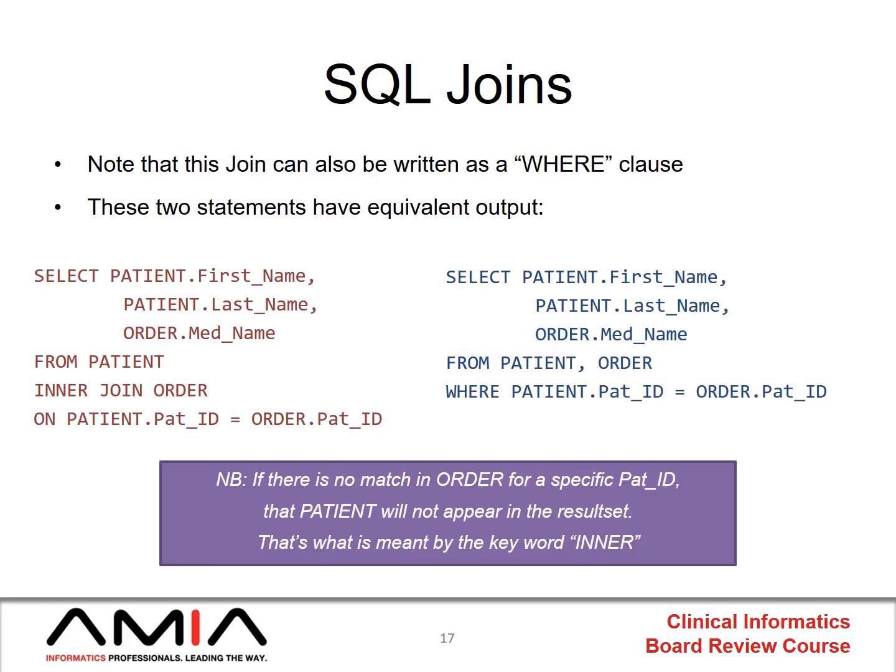Notice that I could have written this join as a where clause, and these two would be semantically equivalent. They would have the same output. So I could have said select patient first name, patient last name, order.medname from, if you're looking on the right side, patient, comma, order. Notice that I've listed both tables, but I still need to specify how patient and order are linked. So I can say where patient.patid equals order.patid.